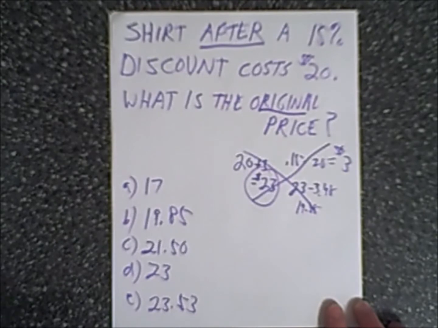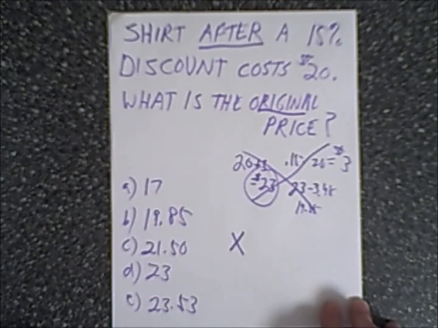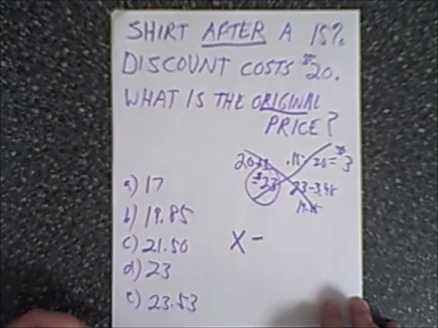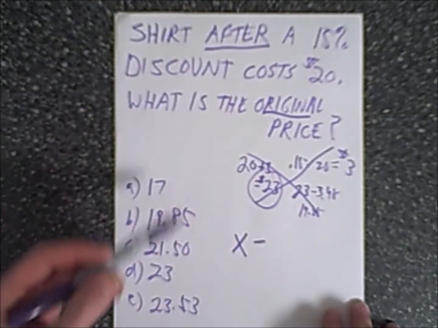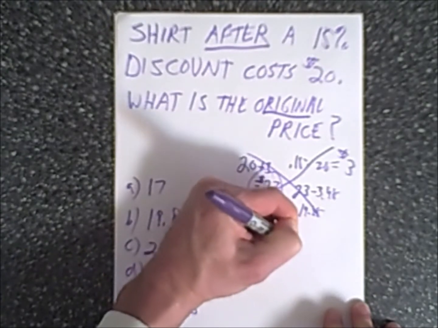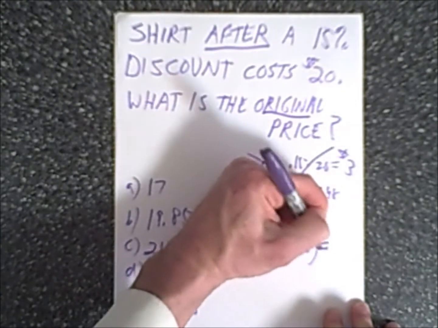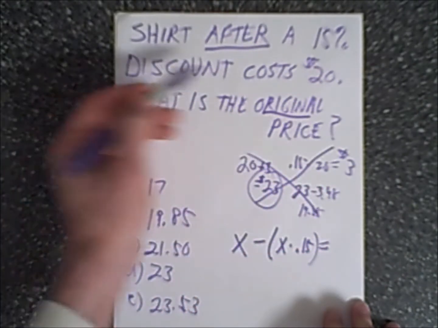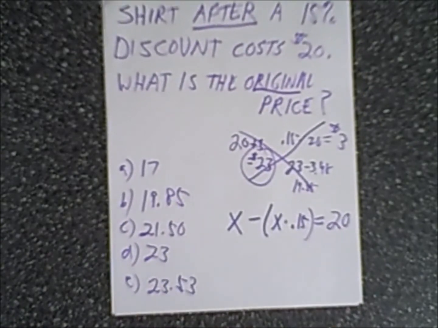So what we're going to do is say X is the original price, and we need to subtract the discount. And the discount is 15% of the original price, which can be represented as the original price times 15%, which is 0.15, and that's going to equal the final cost, which it says is $20. So we've totally turned this around and put what we're looking for at the beginning rather than at the end. And now we just have to solve this.